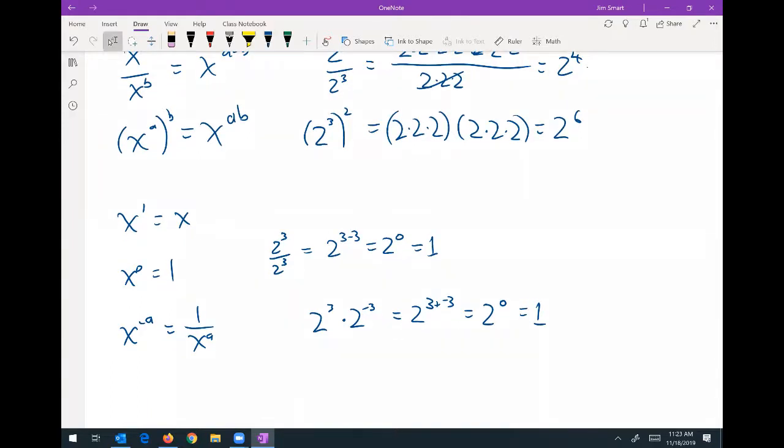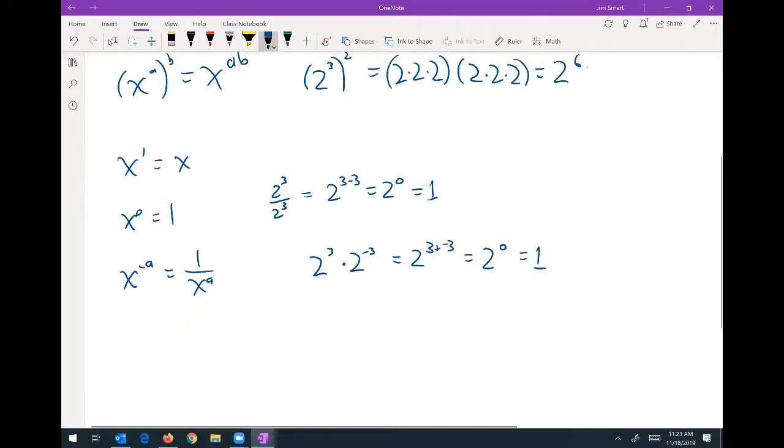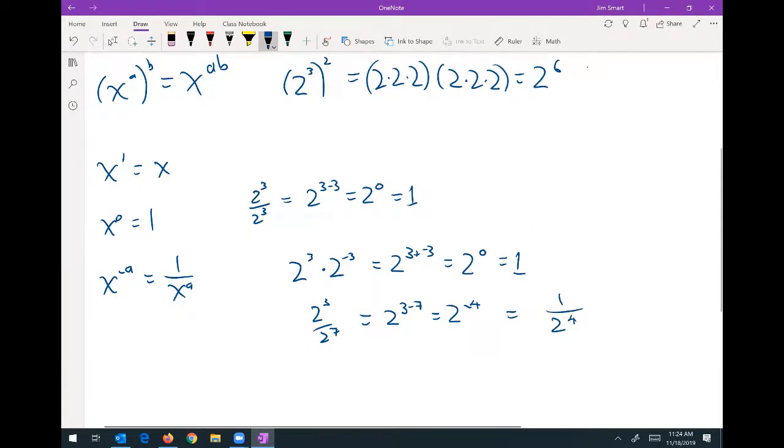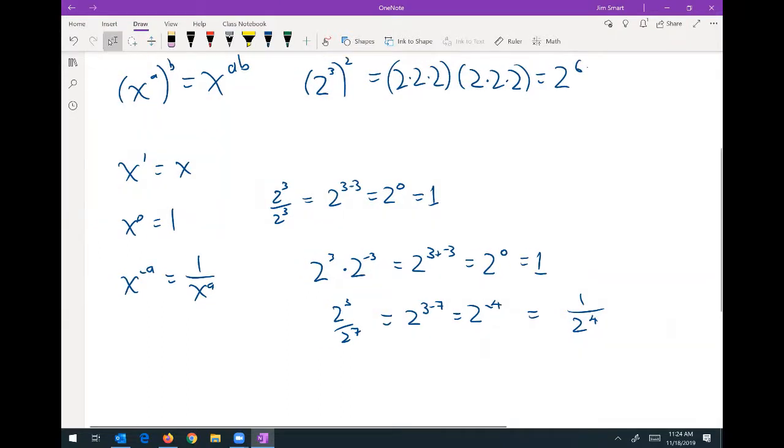But the other way to look at it is that if you had 2 cubed over 2 to the 7th, the subtraction rule says that's 2 to the 3 minus 7, or 2 to the negative 4. But if we actually canceled that out, we'd see that there would be 4 2's left on the bottom. So there's two different ways to see the negative exponent.